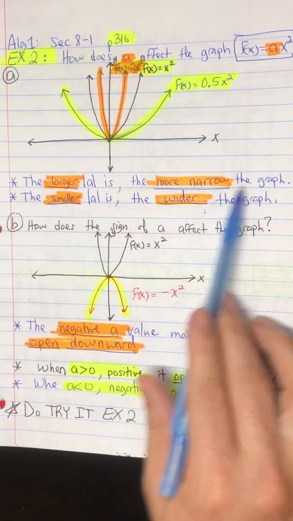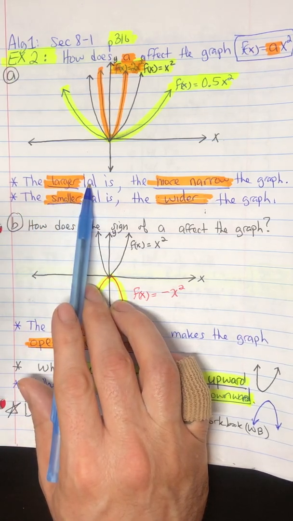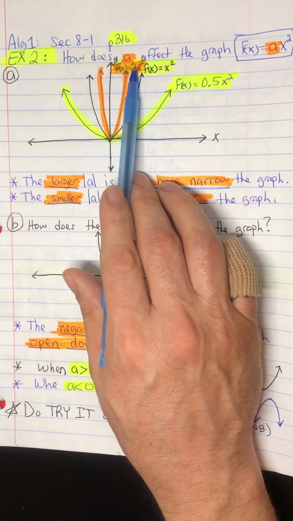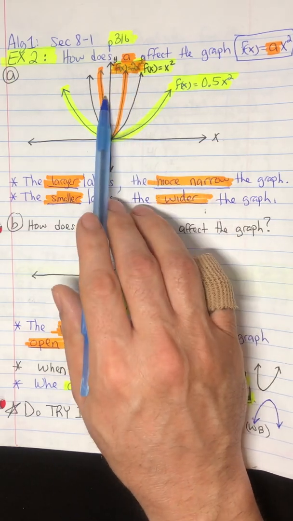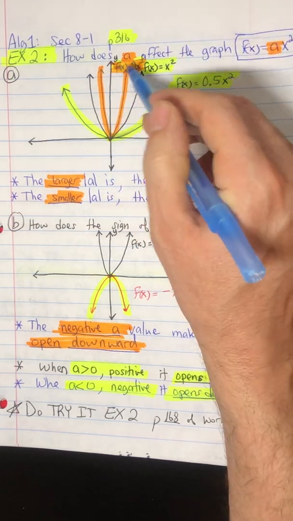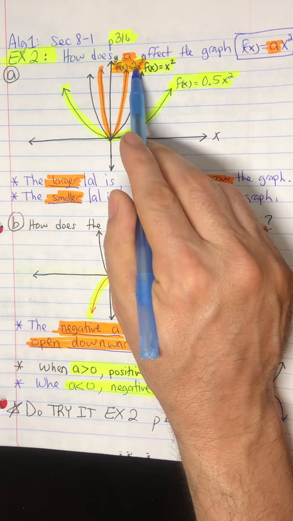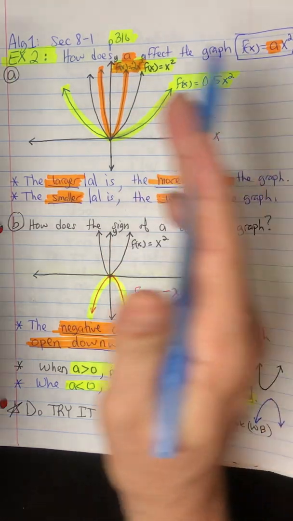Again, I wrote it down here. I want you to copy all this down. The larger the absolute value of A, negatives have nothing to do with it. If it was negative 2x squared, it would still be the same width. But instead of opening upwards, it would open downwards. The negative only affects whether it opens up or down. So again, the bigger the number is, positive or negative, the more narrow the graph is.